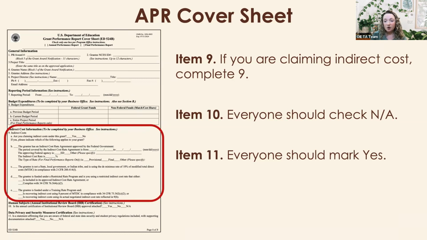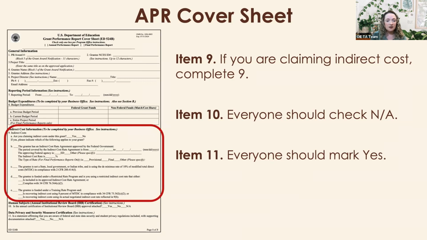If you do not have current indirect cost rate agreement information on file with Donna, you will need to send that in to her as well. If for some reason you are using the de minimis rate, you'll mark C. That is not nearly as common as B and should only be used if you have received prior approval.